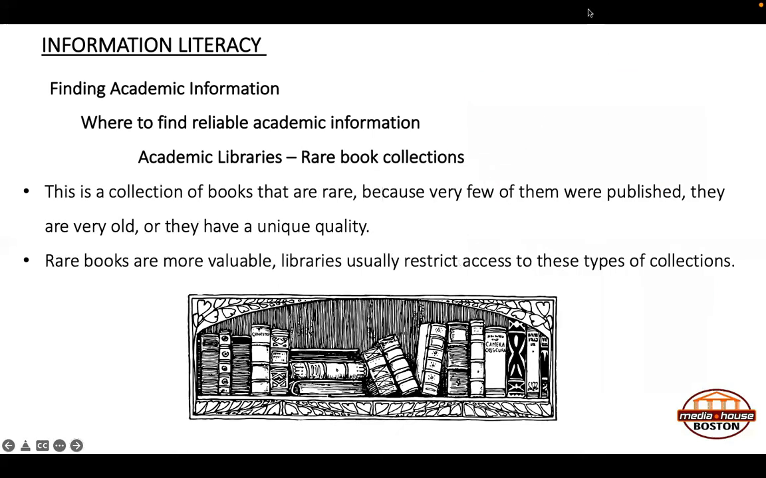And then we get to rare book collections. So this is a collection of books that are rare because very few of them were published and they are old or they have a very unique quality. So libraries usually restrict access to these types of collections. I don't think I've ever come across a rare book collection. Has anybody come across a rare book collection?